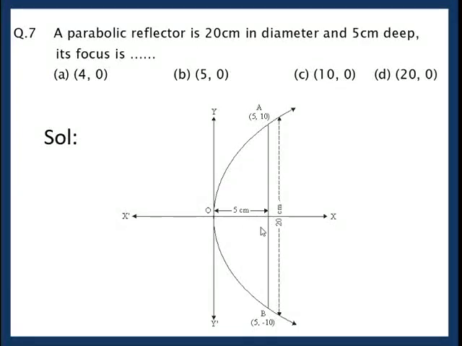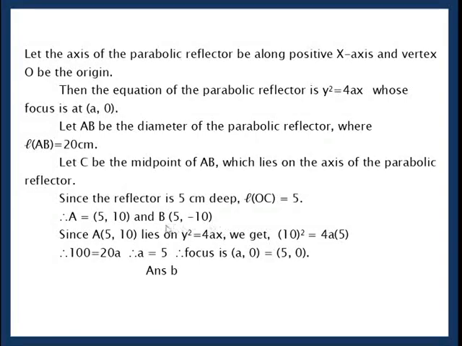This is point C actually. So that is 5. This clearly shows that A is (5, 10) and B is (5, -10). Now (5, 10) lies on the parabola, so the coordinates will satisfy the equation. That gives me a equal to 5. So what is the focus? It is (a, 0), that is (5, 0). So the correct option is B, Bombay.